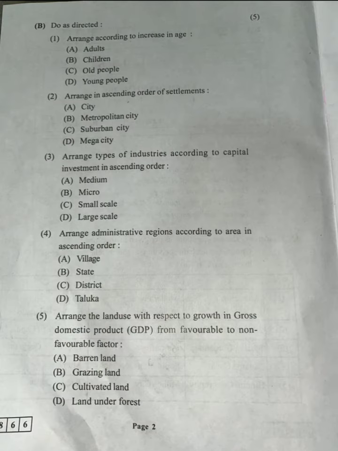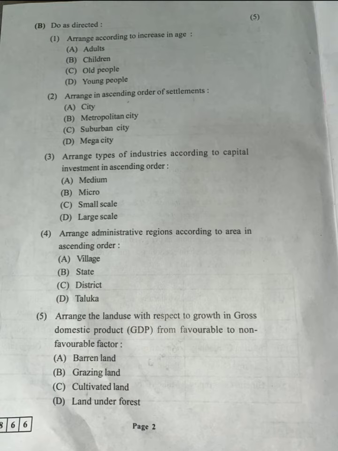Now let us move ahead with do as directed. So the first question says arrange according to the increase in the age. So increase in the age means you have to arrange it according to the increasing order. So first will start with child, then the young, and then the adult, and then the old. So increase in age means first child, then young, then adult, and after that old.